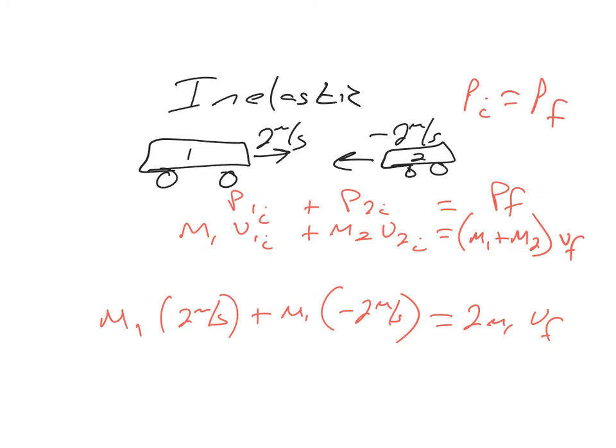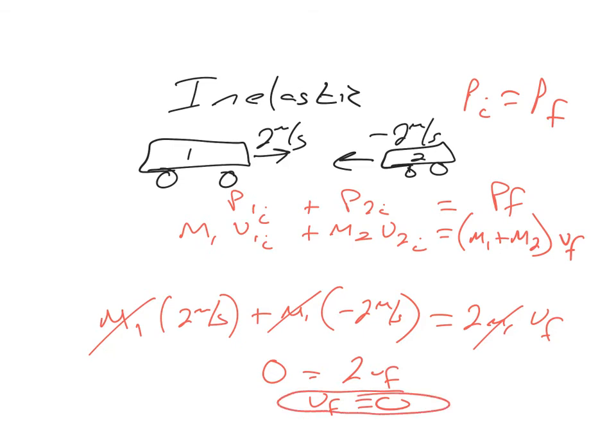Where am I going with this? Oh, yeah. All the masses in this case do cancel. So I get 2 plus negative 2. Oh, that's going to be 0 equals 2 VF. Boom, VF equals 0. So kind of a cool collision. That is my favorite collision. These two, they collide, they hit, and they stick, and they just stop.